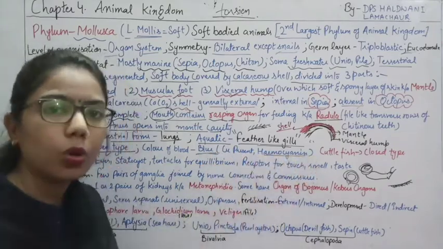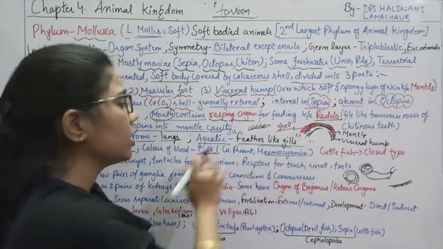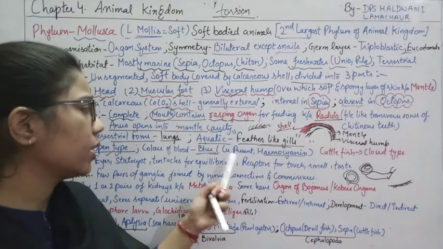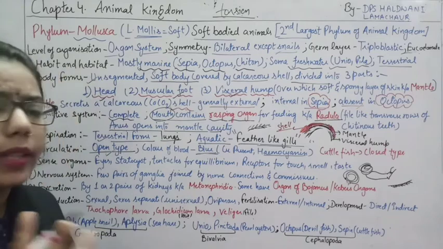हमारे पास क्या होता है, हीमोग्लोबिन, एंड सेम केस हियर इट इज हैविंग द हीमोसाइनिन, एंड ड्यू टू दिस कॉपर इज प्रेजेंट हियर, एंड दिस कॉपर इम्पार्टिंग ब्लू कलर टू देयर ब्लड. One or two exceptions are there.